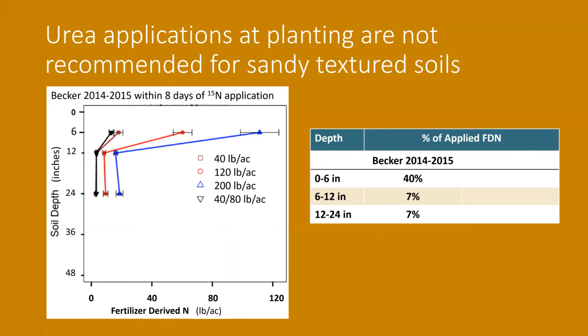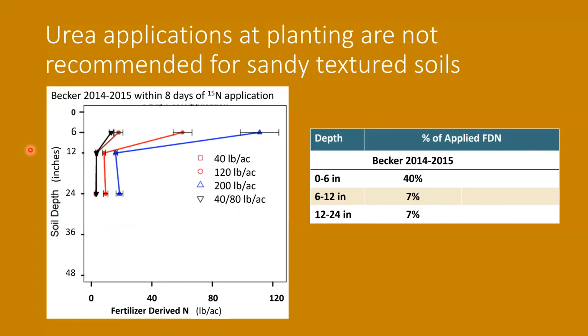Now at Becker, it had 55% recovery, and that low recovery was likely due to leaching losses. Both urea and nitrate are extremely soluble in soil water, and they're easily leached through coarse textured soils. So within those first 8 days of fertilization, for each fertilizer treatment, most of that fertilizer was in the top 6 inches, as shown by these dots.